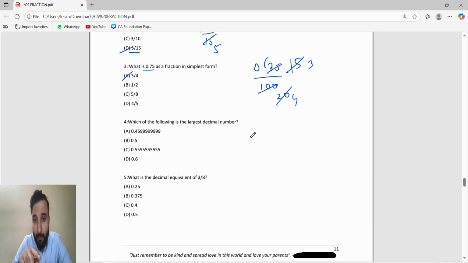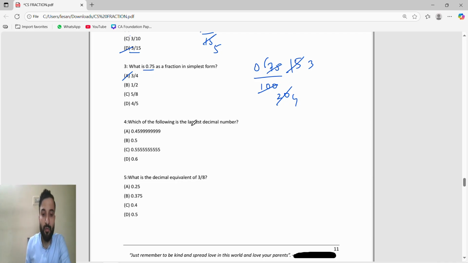The 0.75 point will go, then 100, so 75 by 100. It will go by 5. The numerator will be 15, since 15 times 5 is 75. The denominator will be 20, since 20 times 5 is 100. So 15 by 20. Then again it will go by 3, and then by 5: 3 times 5 is 15, and down will be 4 times 5 is 20. So 3 by 4 is correct. So first you will do it with the help of pen and paper, then do the same question without pen and paper, just with brain calculation.